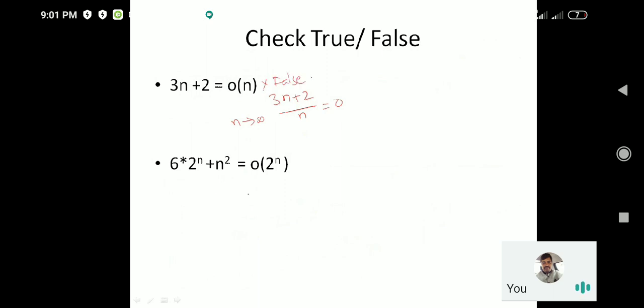Similarly, for the second one, 6 into 2 raised to n plus n square is equal to small o of 2 raised to n. So it is (6·2^n + n^2)/2^n. The numerator value will always be greater than 2 raised to n. Hence, it will not tend to 0, rather it will tend to 6. We want it to be 0 as n tends to infinity, so this does not happen. So this is also false. Both the statements are false.